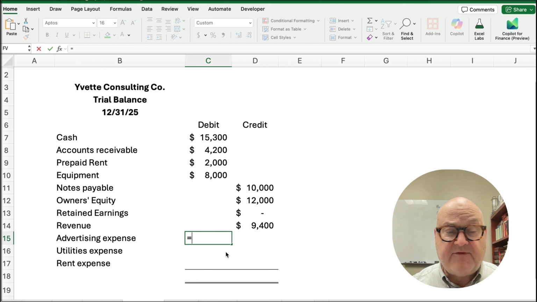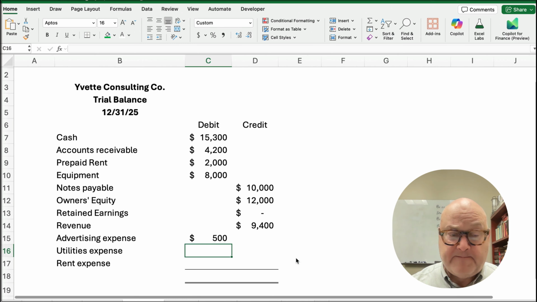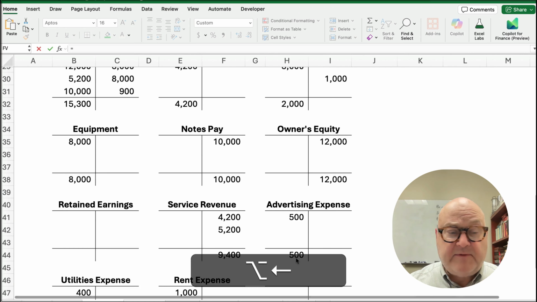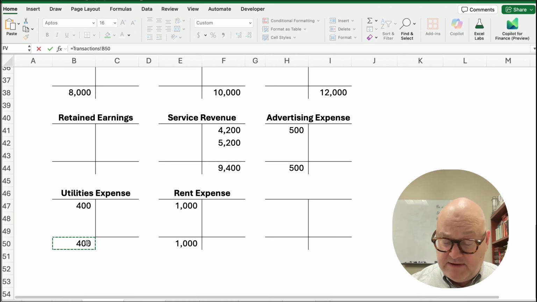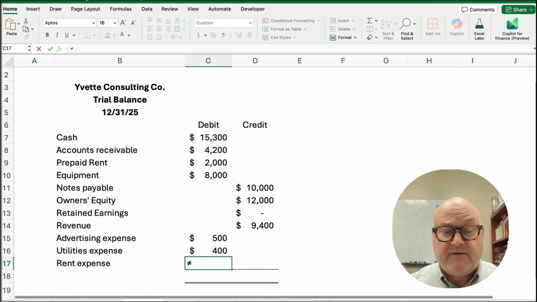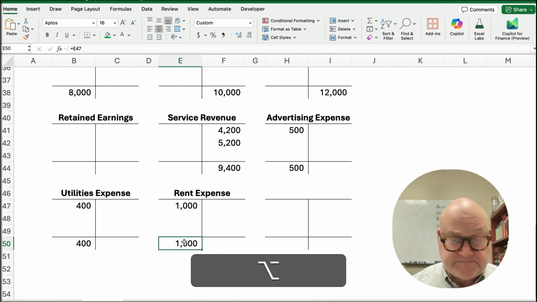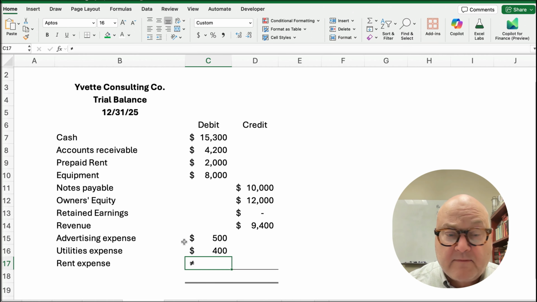Then we have advertising expense of $500. We have utilities expense of $400. And we have rent expense of the $1,000. Whoops, I did not equal. Wow. $1,000 is our rent expense.